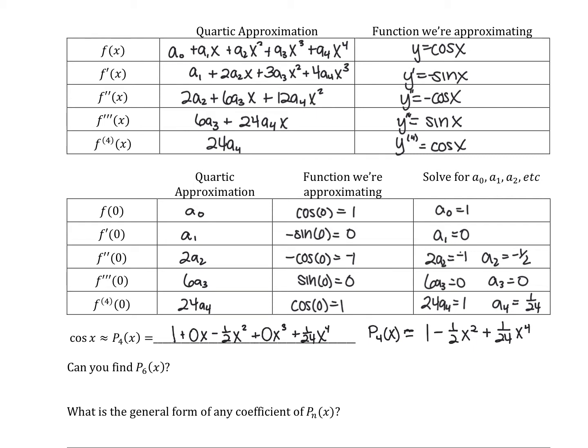Do you think, knowing that this was the 2nd degree, we'll talk about the polynomial, what that means, and this is the 4th degree or quartic approximation, do you think you could find one for a 6th degree approximation? Hit pause, try it, talk to a neighbor, talk to somebody, and see if you could come up with that.